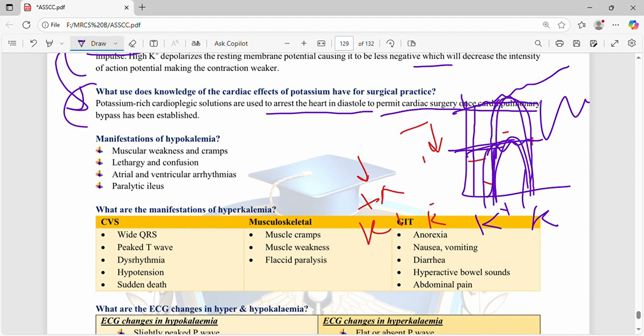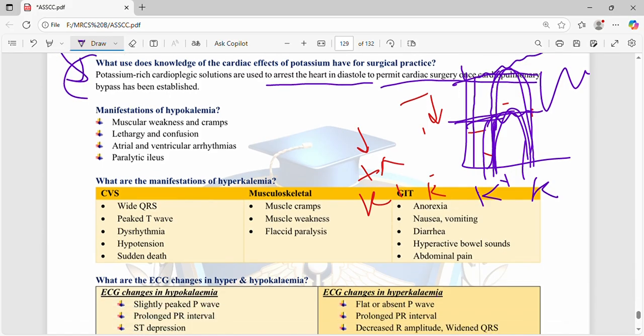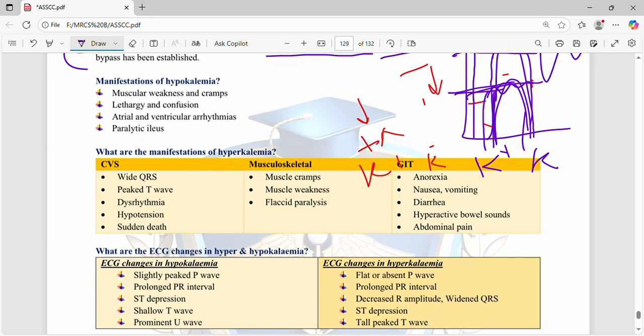Okay, so manifestations of hypokalemia: muscular weakness and cramps, lethargy and confusion, and atrial and ventricular arrhythmias, paralytic ileus. Hypokalemia. And what are the manifestations of hyperkalemia?